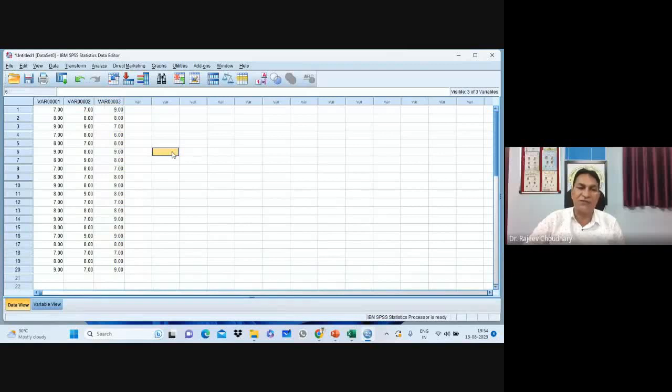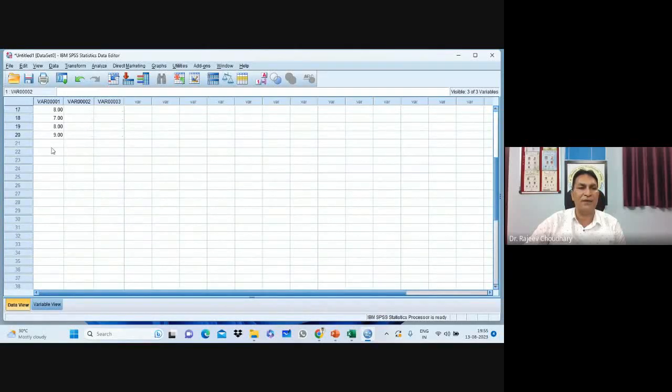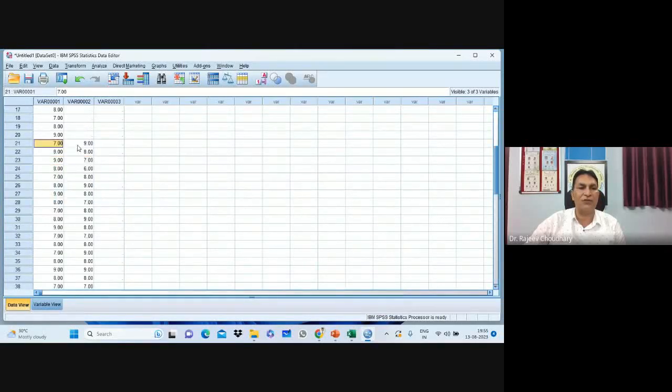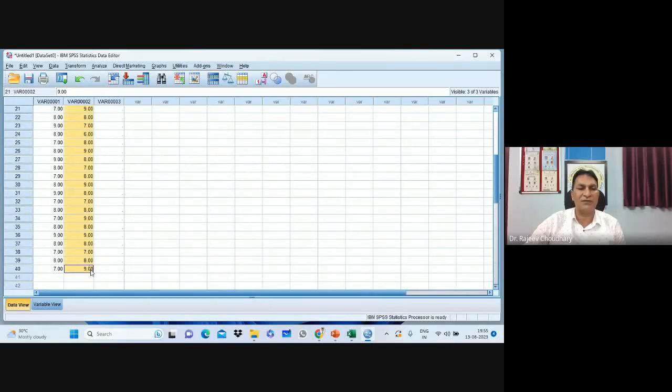Yes, sir. Since this technique, in layman's language, as we have discussed, is an extension of independent t-test, it's clear we have to enter all 60 scores in the single column. First 24 arts, next 24 commerce, next 24 science. Now I am going to enter all the scores in a single column. Now next 20 scores are for commerce and the last 20 scores are for science group.